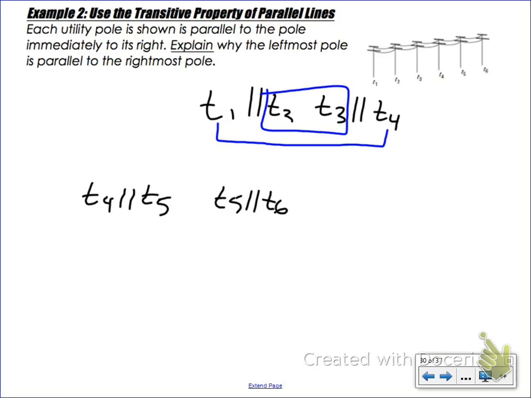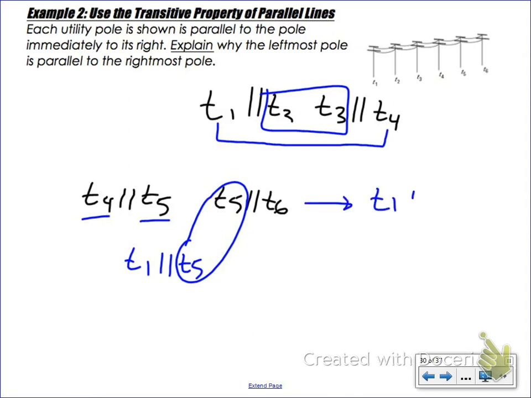Well, if T1 is parallel to T4, well, T4 is also parallel to T5. So we can go ahead and say that T1 is parallel to T5. And then lastly, we can go ahead and make the connection right here and say that T1 is parallel to T5, T6 is parallel to T5, therefore T1 is parallel to T6, which is what I was trying to show the entire time, that the leftmost pole T1 is parallel to the rightmost pole T6. And again, this is by using the transitive property of parallel lines.